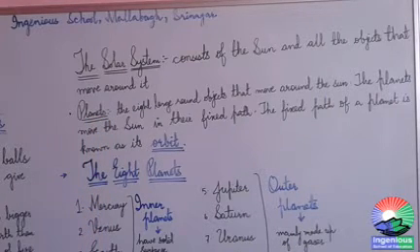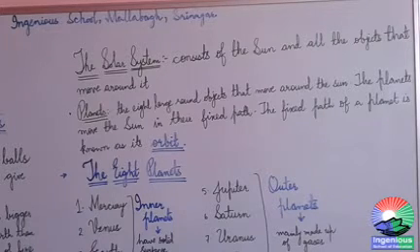And the solar system, what does it consist of? The solar system consists of the sun and all the objects that move around the sun. So it means that the solar system consists of the sun and the planets, because the objects that move around the sun are known as planets, and we have 8 planets. Are you getting me? Very good.